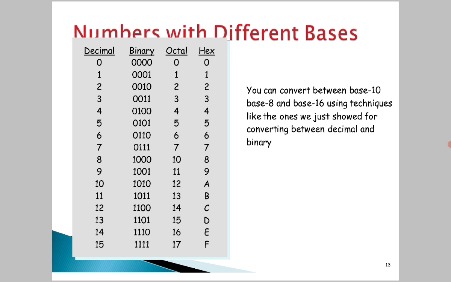This table shows the decimal numbers from 0 to 15 converted to equivalent binary, octal and hexadecimal numbers. Decimal 0 means binary 0000, octal 0 and hexadecimal 0. Decimal 1 means 0001, 1, 1, and so on. You can convert between base 10 and base 8 and base 16 using techniques like the ones we just showed for converting between decimal and binary.